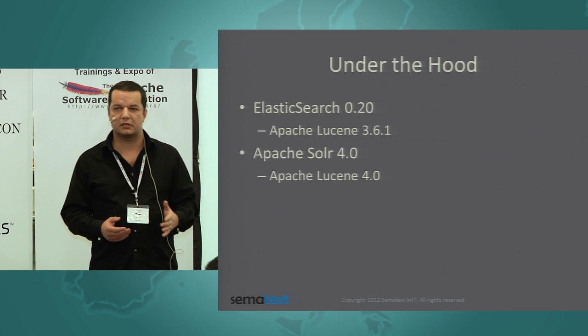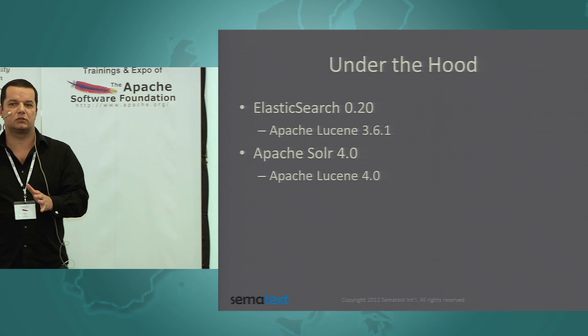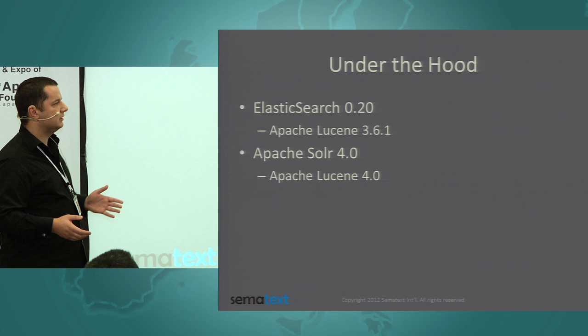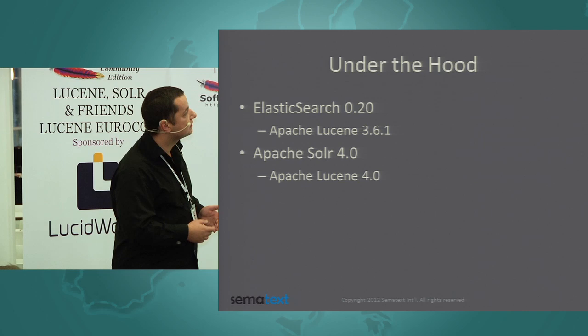Basically, I'll try to compare not only the single server view of Solr, but also the cloud features, because ElasticSearch is narrowed to cloud, as you may know. It works on a single server, but was designed with cloud in mind. And in Apache Solr 4.0, we have SolrCloud, which allows us to use distributed indexing, searching, and to scale vertically and horizontally.